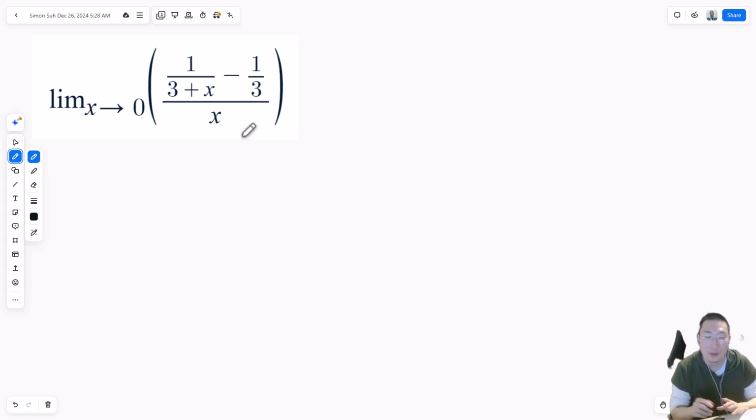We're going to go over a quick limits question. It's fairly simple to do. It's the limit as x approaches 0 of (1 over 3 plus x minus 1 over 3) all over x. Fairly easy to do.